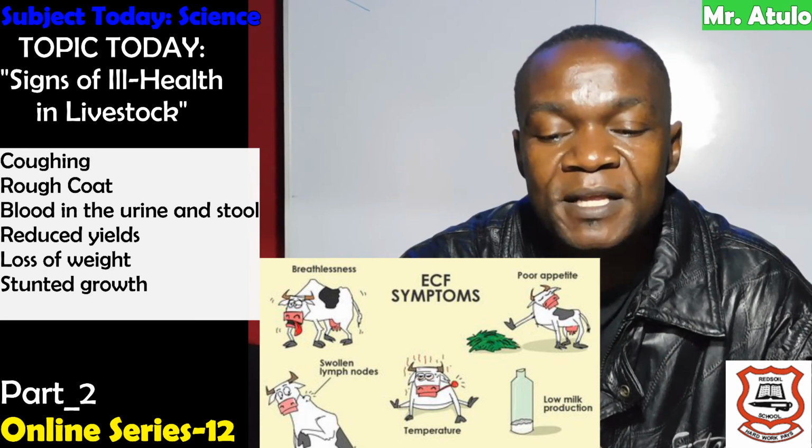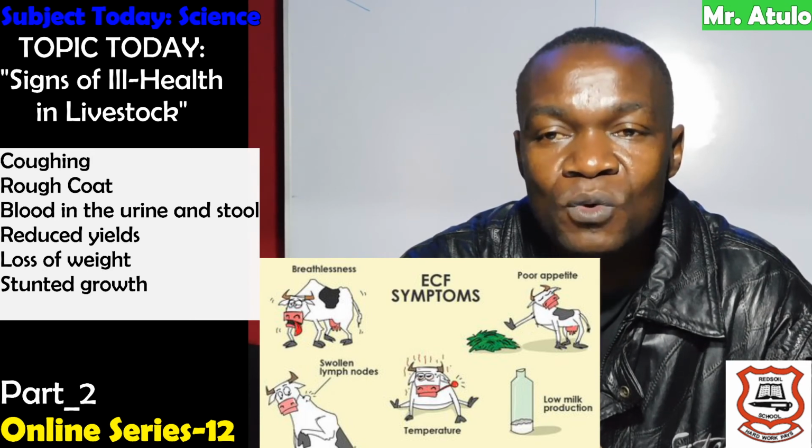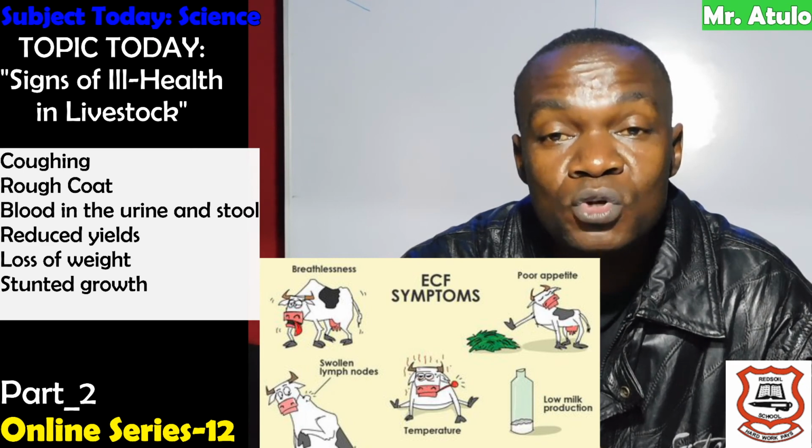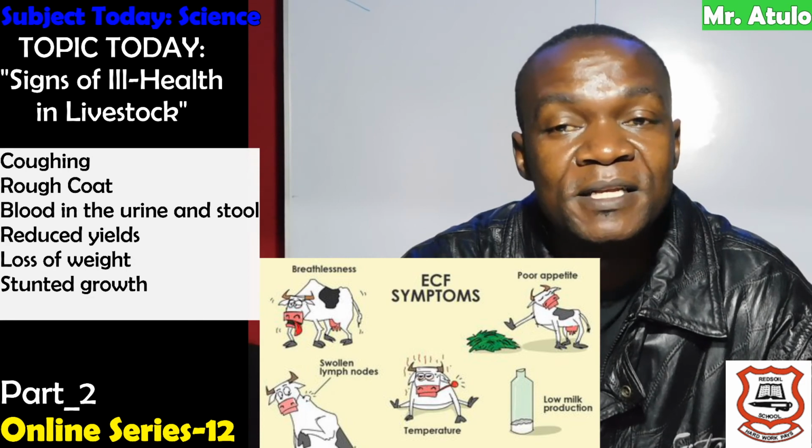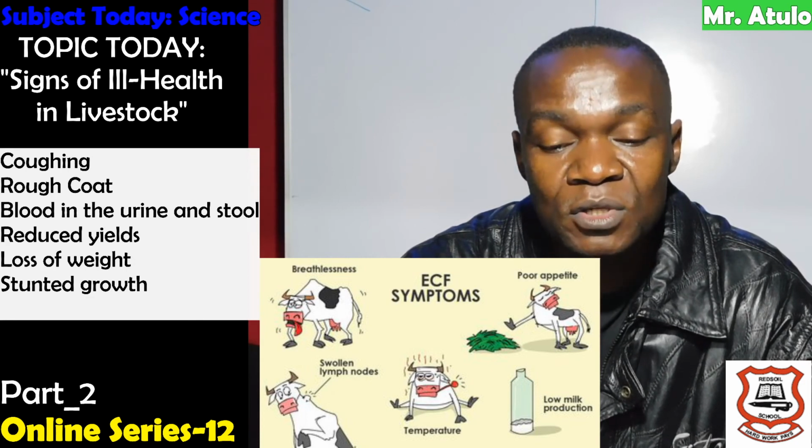We can also get TB by taking milk from an animal that has contracted TB. So it is important that we boil our milk very well before we take it, because you do not know where the animal may have been grazing and if it may have come in contact with TB germs. So you can get that very easily.